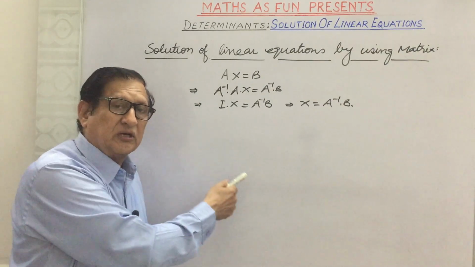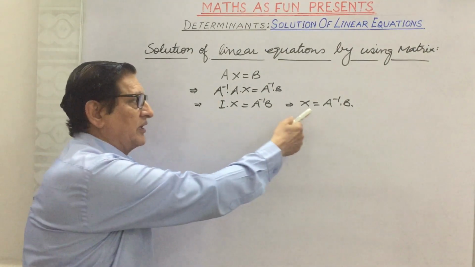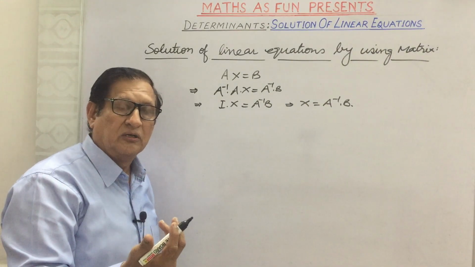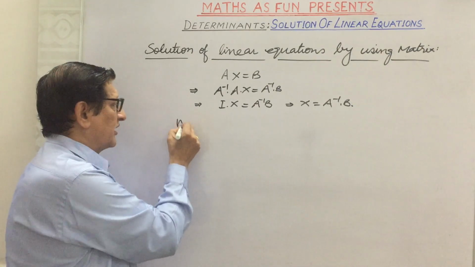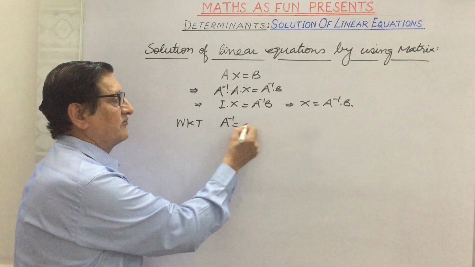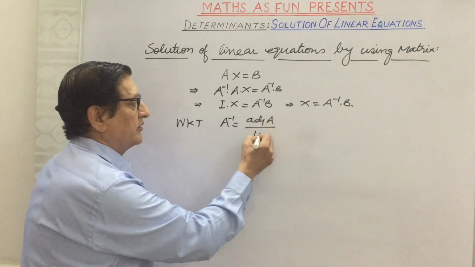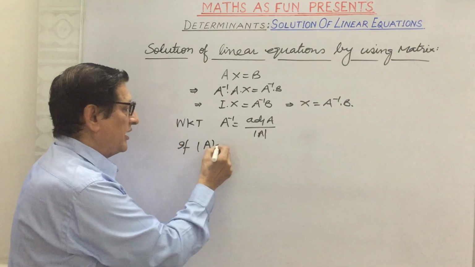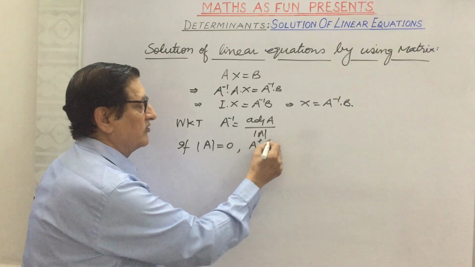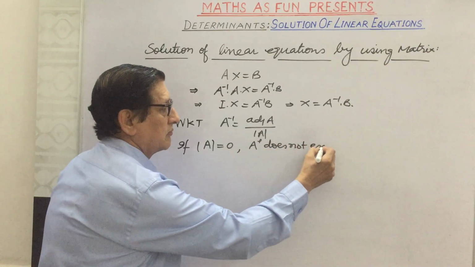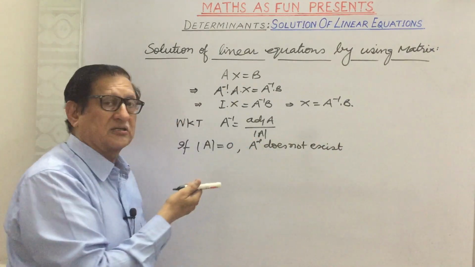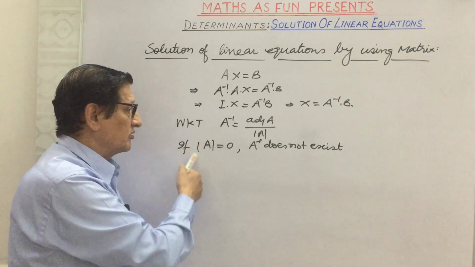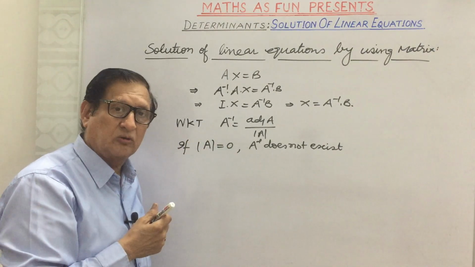It means we can find out the inverse of matrix A, and when we multiply it to B, we get the value of X, that is we will get the value of all the variables. Also we know that A inverse is given by adjoint A upon determinant A, and hence we say here, if determinant A is equal to 0, A inverse does not exist. And if A inverse does not exist, we may not get the solution here. It means we have to think about determinant A to be 0 or non-zero.